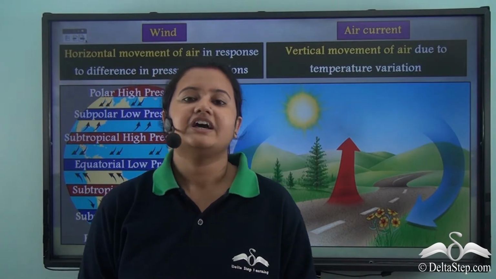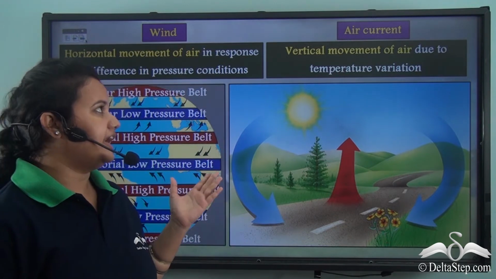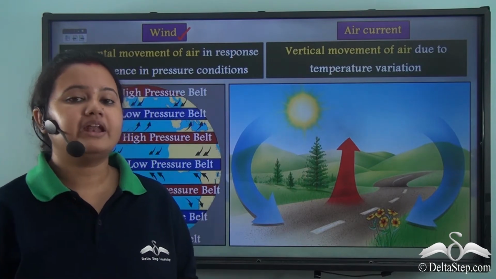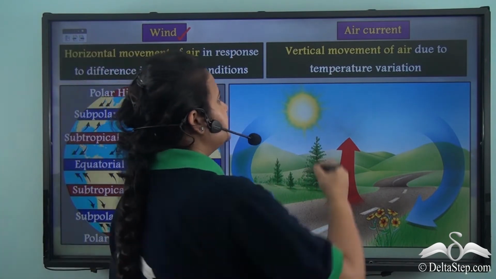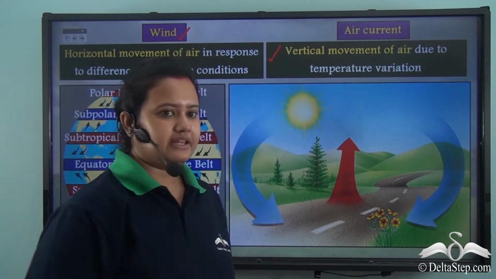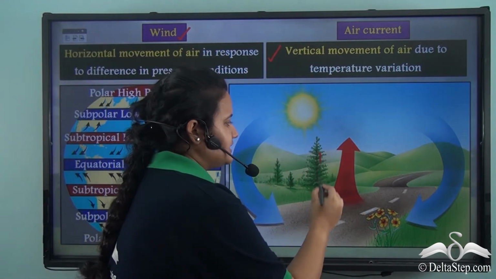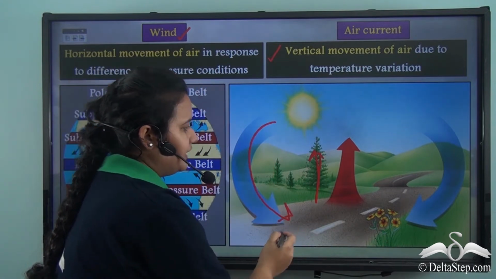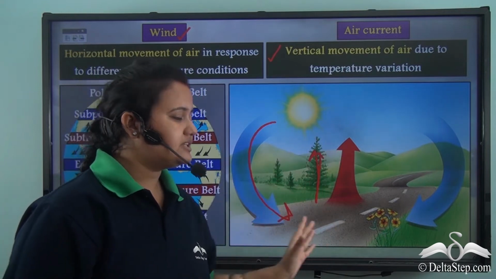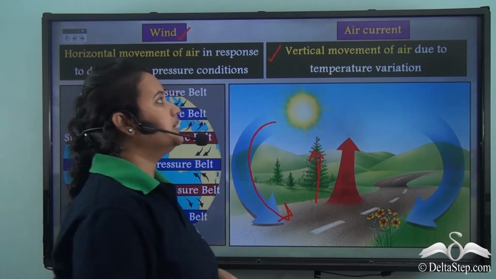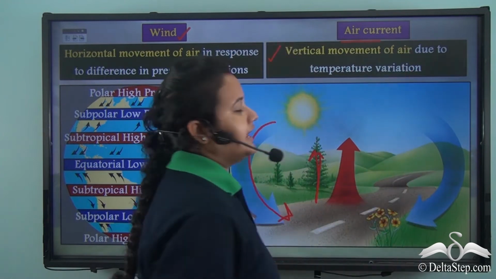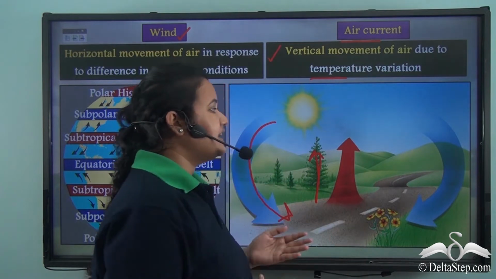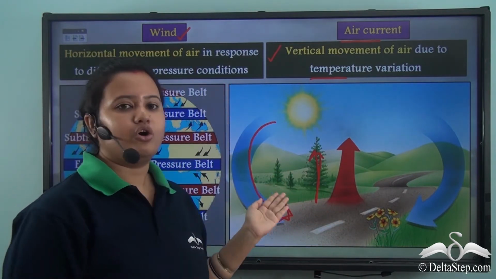We learned that the horizontal movement of air is called wind. Now, apart from this horizontal movement, there also occurs vertical movement of air, that is ascent or rising of hot air and descent or sinking of cold air. So, this vertical circulation of air is called air current. And air current occurs due to variation in temperature, that is rising of hot air and sinking of cold air.